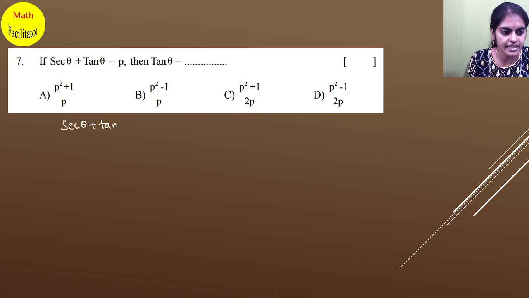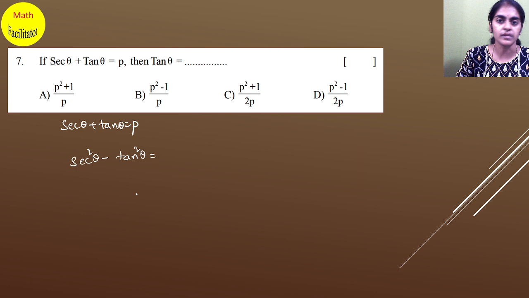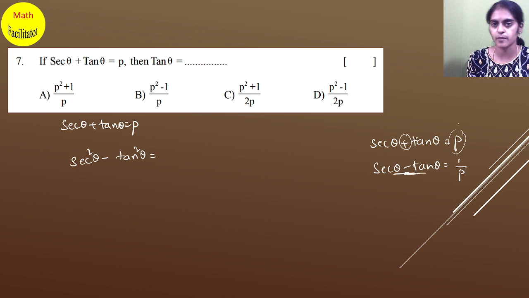Secant theta plus tan theta equals P. So you have to find tan theta value. So see here, we know secant square theta minus tan square theta. We have done this model question in the 20th question of our first objective paper. Do you remember? Yes. I told you, if secant theta plus tan theta is given as P, I gave you the trick there already. If secant theta plus tan theta is P, then secant theta minus tan theta is nothing but 1 by P, the reciprocal of this. I gave you the trick there. If plus is P, then minus of this will be 1 by P.